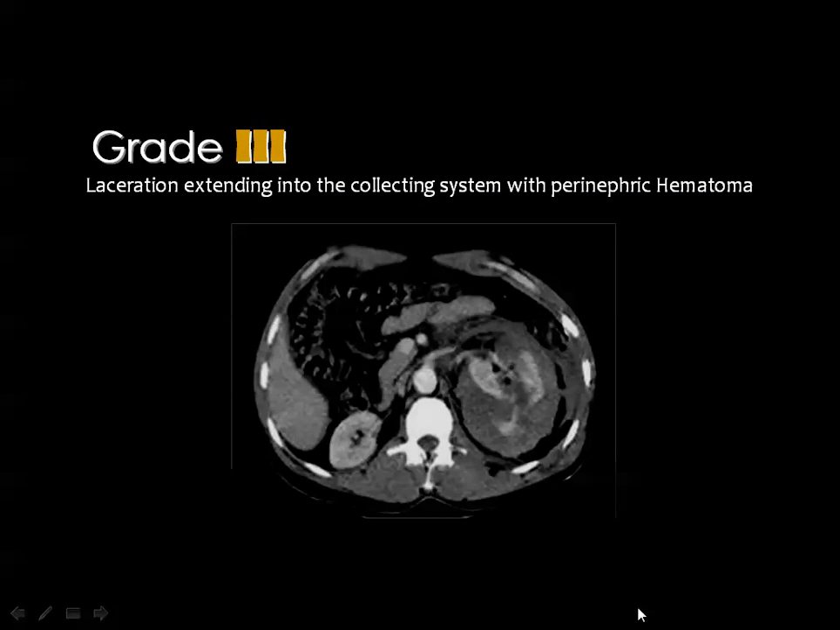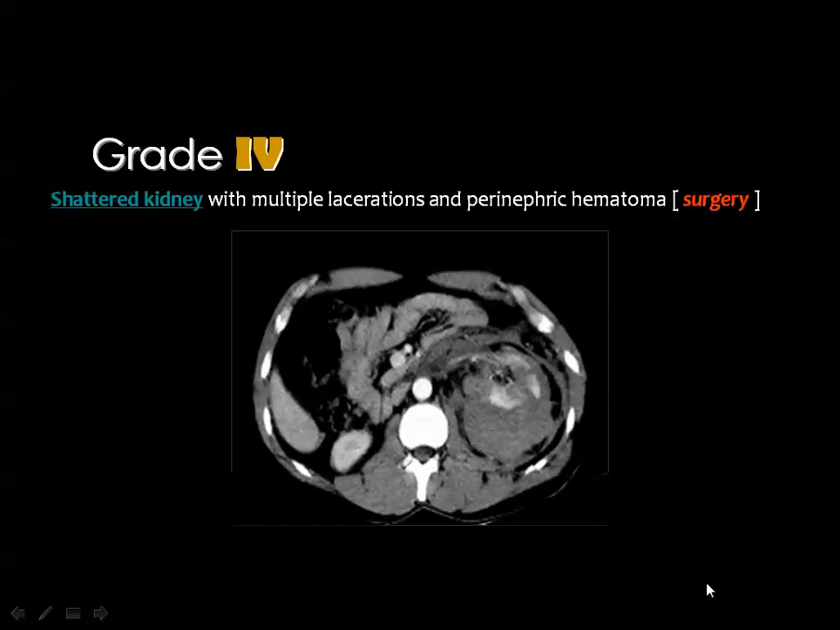Then this is a grade 3 injury of the kidney with deep laceration reaching the collecting system and a sizable perinephric hematoma, and you can also appreciate the site of the bleeding. Grade 4 means laceration of the kidney or shattered kidney, multiple parenchymal lacerations with a sizable perinephric hematoma, and these cases are usually treated surgically.